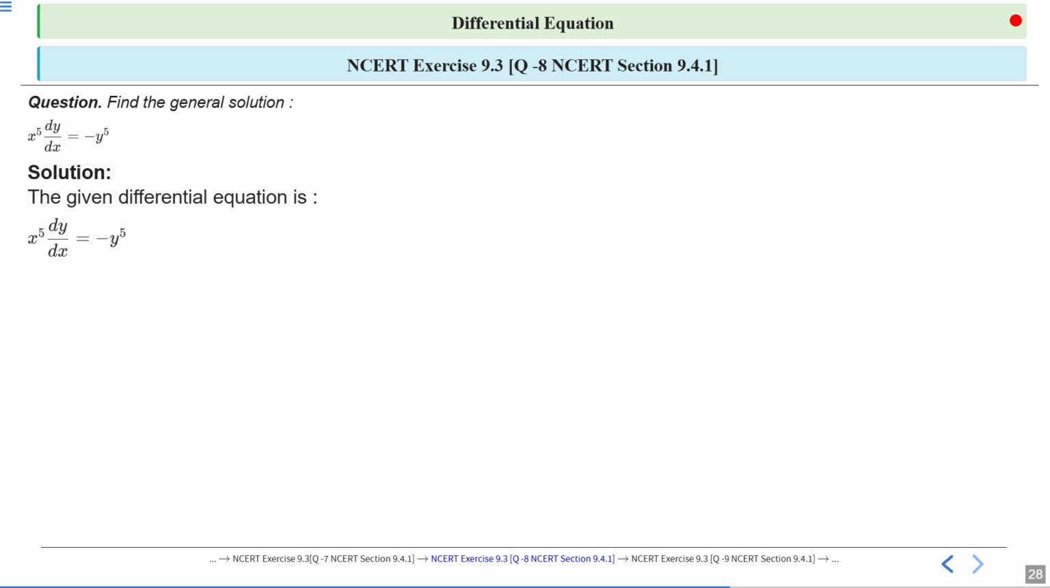The given differential equation is x to the power 5 dy by dx is equal to minus y to the power 5. So we separate the variable, write y to the power 5 with dy and x to the power 5 with dx. So we get dy by y to the power 5 is equal to minus dx by x to the power 5. So we can rewrite this as dx by x to the power 5 plus dy by y to the power 5 is equal to 0.